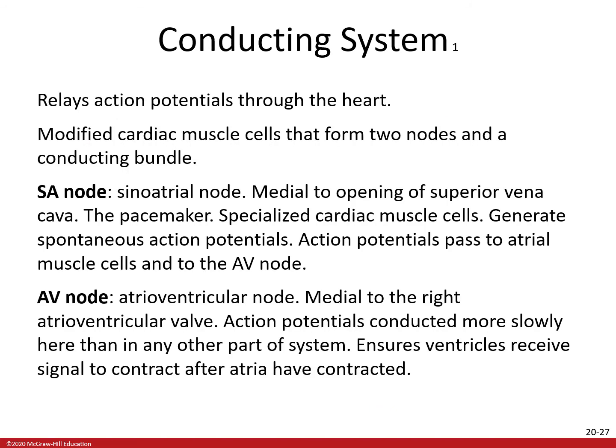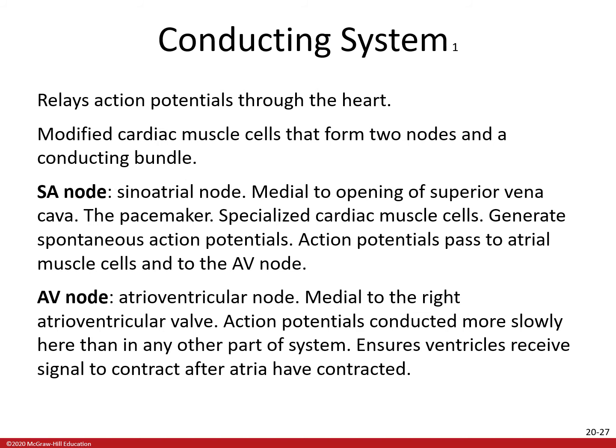All right, moving into the conducting system. This is going to be where we relay action potentials through the heart and kind of how we do that. What this is composed of is going to be modified cardiac muscle cells that form 2 nodes, which you can kind of think of as knots or lumps, if you will, and a conducting bundle. And we'll talk about those here in just a second, but let's start with those 2 nodes. So the 2 nodes are going to be the SA node, or the sinoatrial node, and the AV node. Now, the AV node is the atrioventricular node.